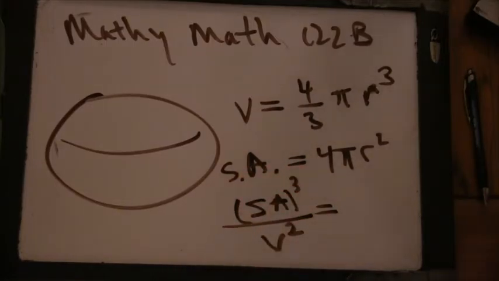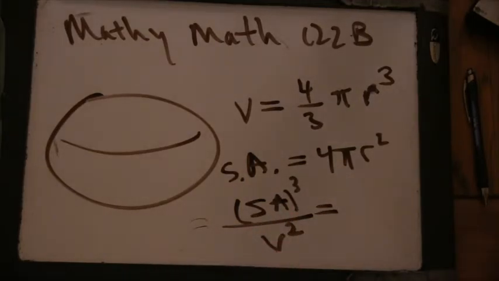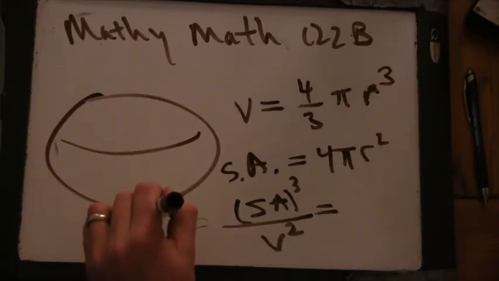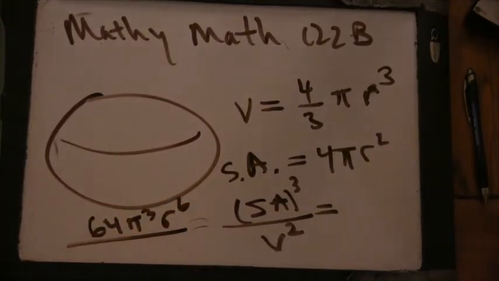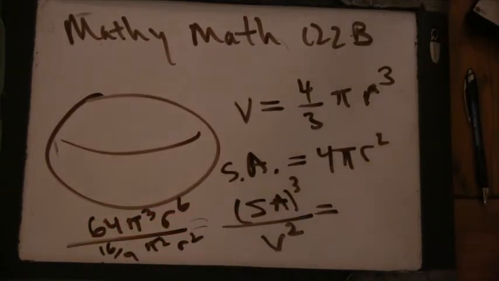Okay, so let's see what that's going to give us. On the top, it's going to give us 64 pi cubed r to the 6th. And how about on the bottom? 16/9 pi squared r to the 6th. Okay, so we see the r to the 6th cancels.